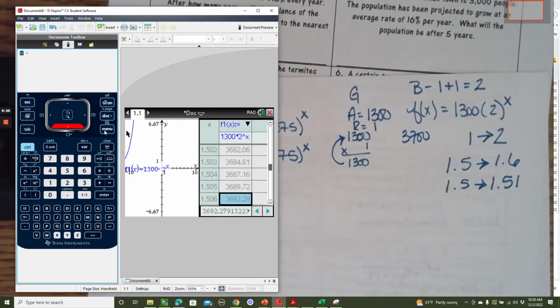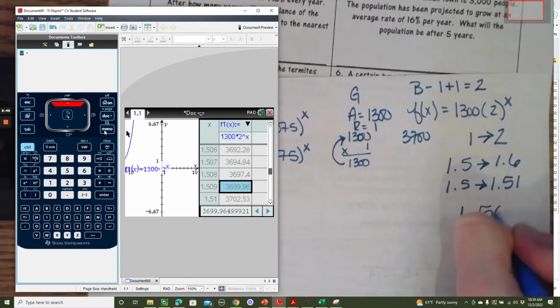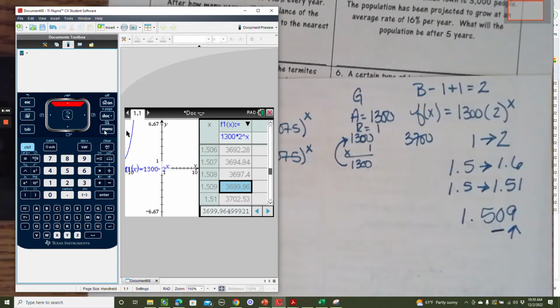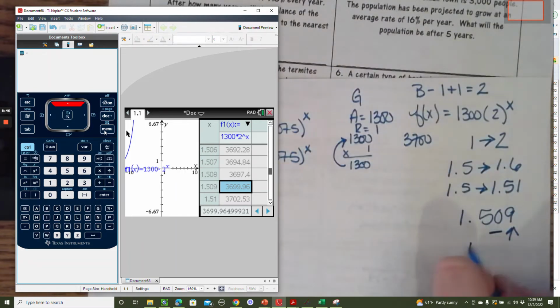So 3689, 3692, 3694, 37, 3699.96. Would you say that's about as close as we're going to get to 3,700? 1.509. We're going to round to the hundredths, so we look at the thousandths. 1.51.